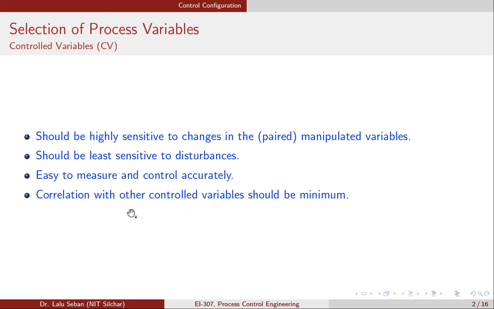That means when we are changing one control variable, say y1, the effect of change of y1 in other outputs like y2 to ym should be minimum. Okay.